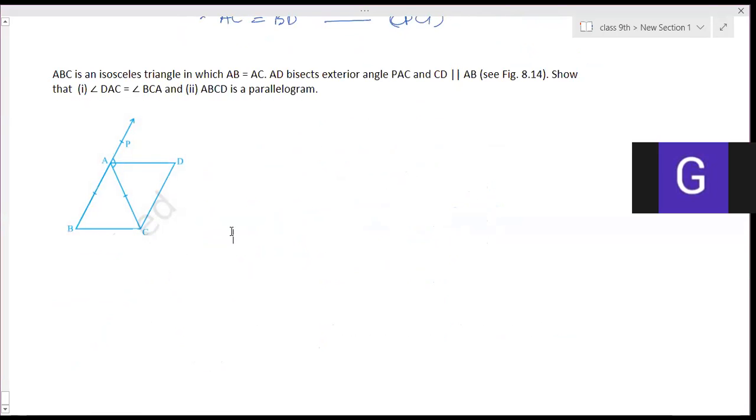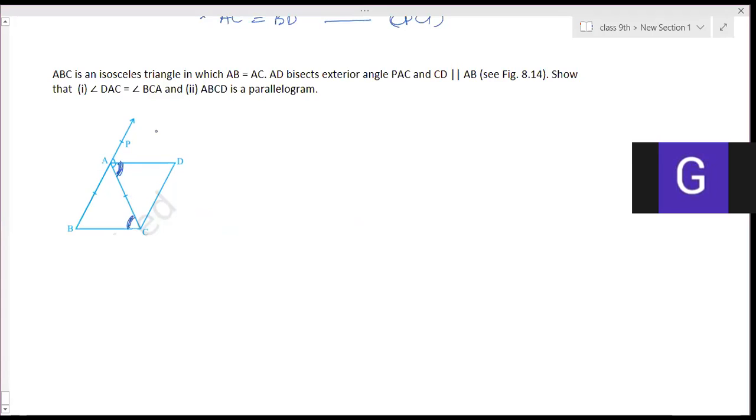ABC is the isosceles triangle. This we have solved earlier in the triangle chapter, congruency. ABC is the isosceles triangle in which AB is equal to AC. AD bisects exterior angle PAC. CD is parallel to AB. Show that angle DAC and BCA are equal. This angle and this angle we have to prove equal. How to prove? Any idea, anyone?